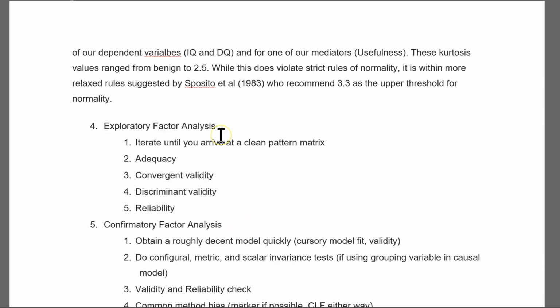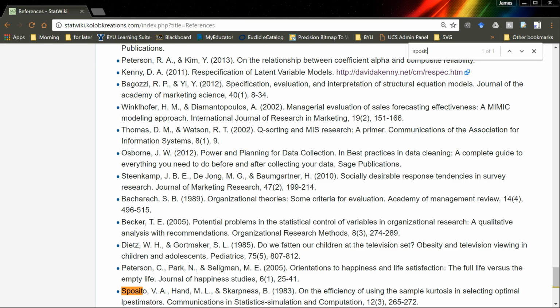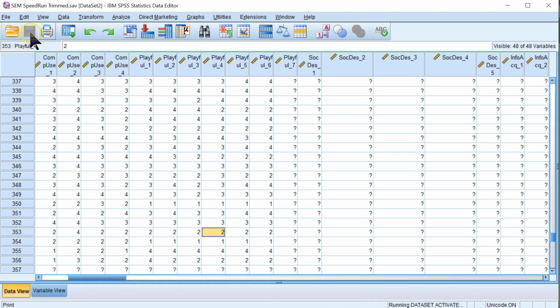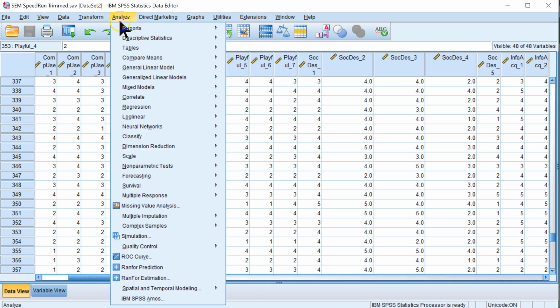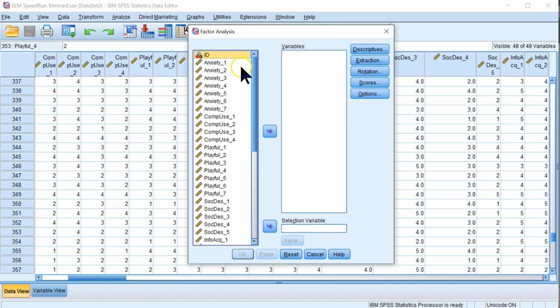All right, we're on to EFA. Wow, that was not fast. All right, Control S, EFA. Over here, let's save this and analyze dimension reduction, factor analysis. Here it is. Oh my goodness, am I recording? Recording. Oh, good. I am recording.